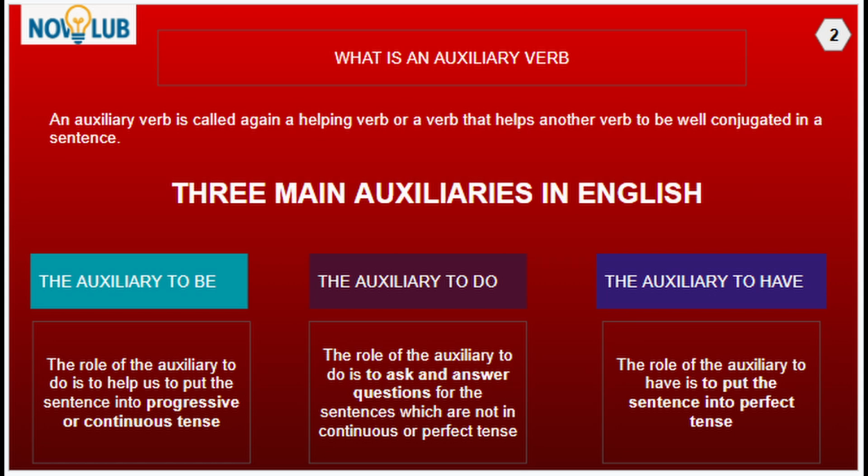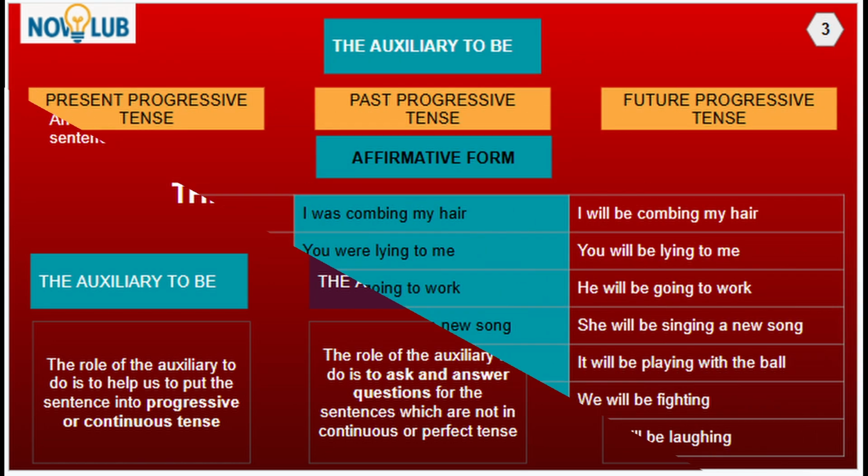The role of the auxiliary to have is to put the sentence into perfect tense. That is the role of the auxiliary to have, only to put the sentence into perfect tense. Let's look at these examples.